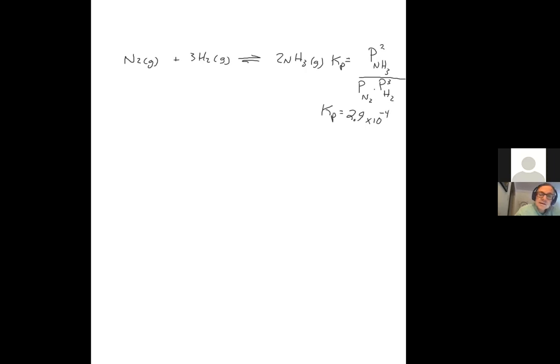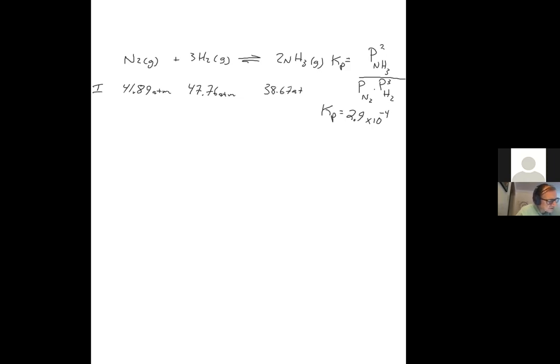Okay. Now, the question is, are we at equilibrium, really? So let's get into here. What they're saying is the initial. I'm going to use I for initial. That's what we're putting in. The pressure of nitrogen is 38.89 atmosphere. The pressure of H2 is 47.76 atmosphere. And the pressure of ammonia is 38.67 atmosphere.